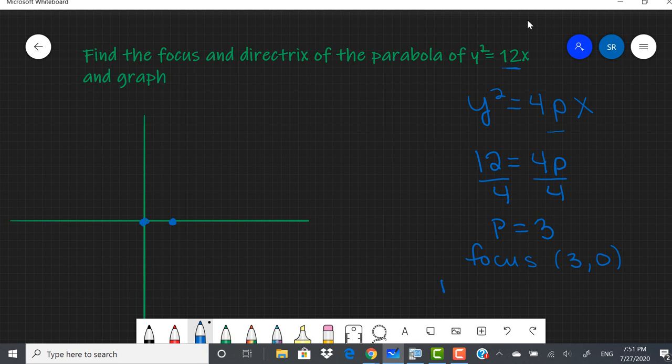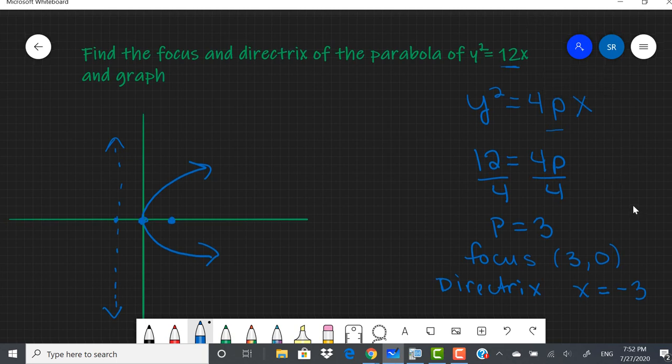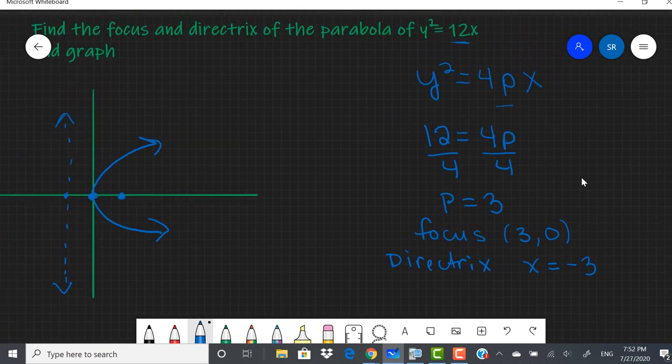Okay, then my directrix is going to be at x equals negative p. In this case, it's negative 3. And it's going to be here. Okay, right there. And then my parabola will open up in this direction.